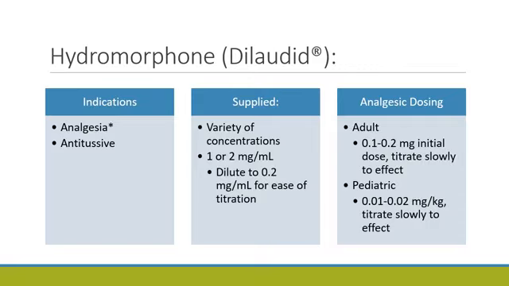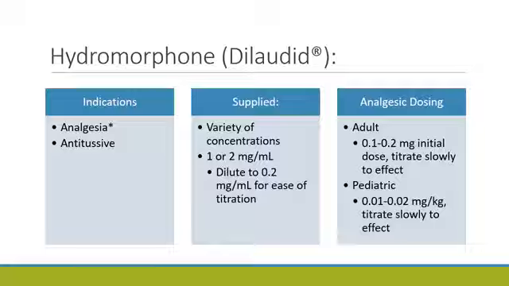As far as the indications, the main indication for Dilaudid, certainly for what we're using it for, is analgesia, either perioperative or postoperative. So you're going to give it postoperatively for pain management. It also has a pretty good antitussive effect, so you can give it if the patient is complaining of coughing. It comes in a variety of concentrations, usually either 1 or 2 milligrams per ml, and one of the easiest ways is to dilute that down into a 10 cc syringe so that it's either 0.1 or 0.2 milligrams per ml. As far as the analgesic dosing for adult and pediatric, they're listed below.